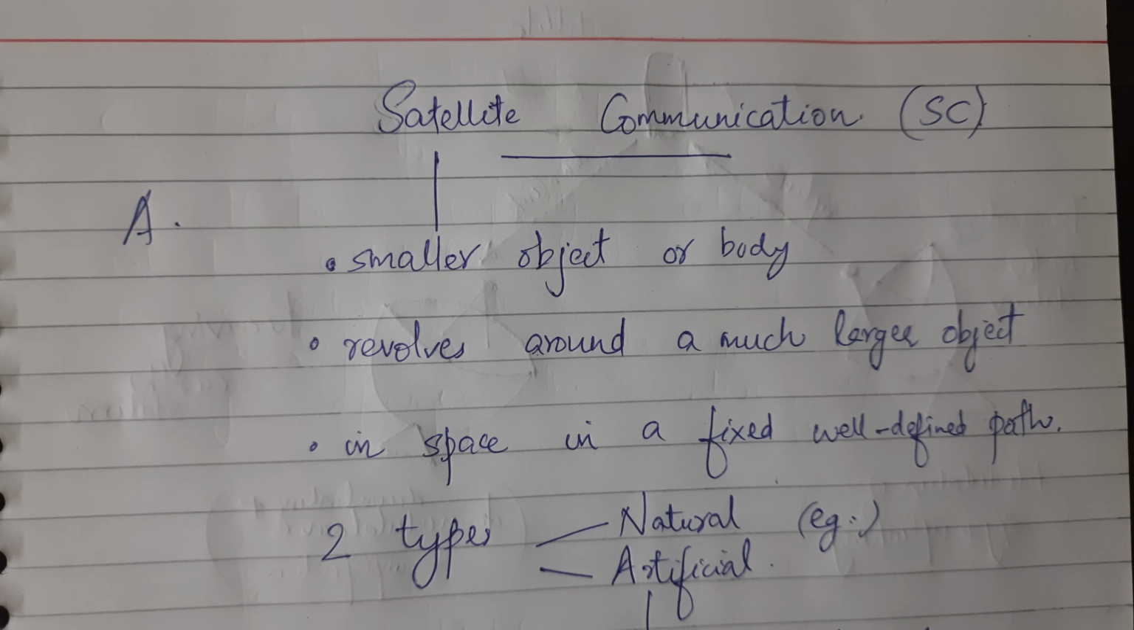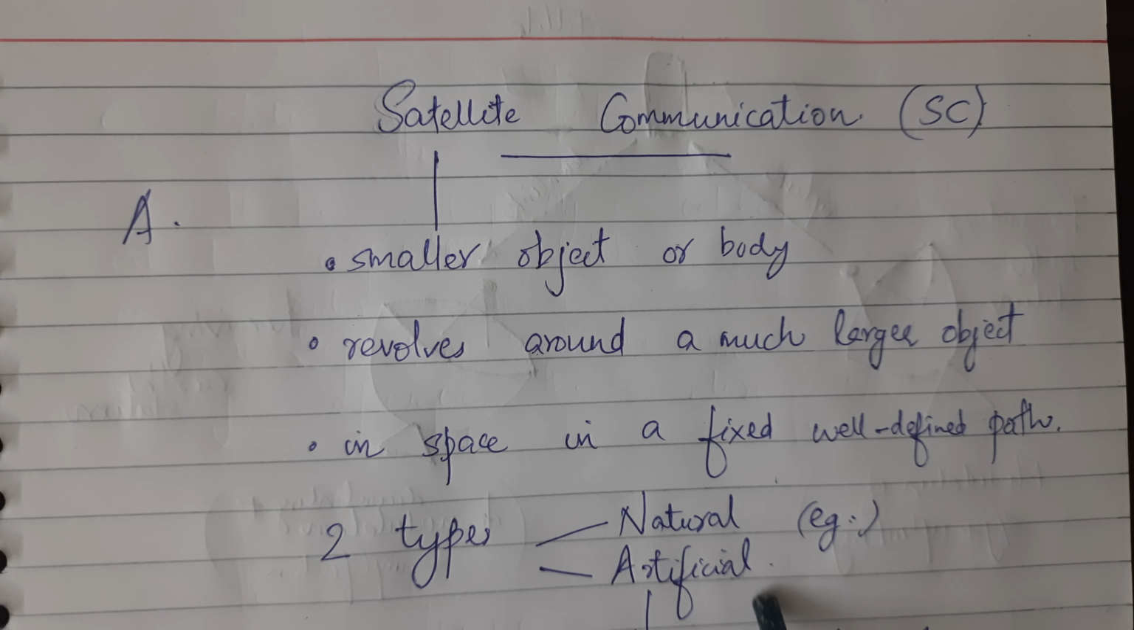There are two types of satellites. You all know natural satellites and artificial satellites. For natural satellites, the best example is our own Moon and the satellites of other planets. Mars has Phobos and Deimos. Jupiter, Saturn, every planet has its own moons. Those are natural satellites.